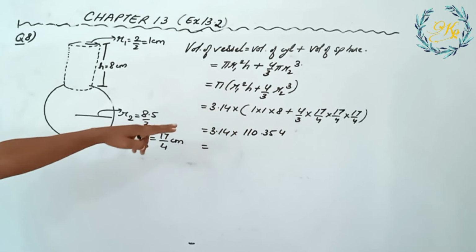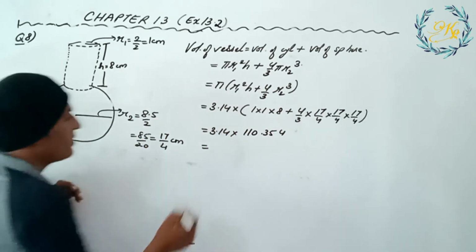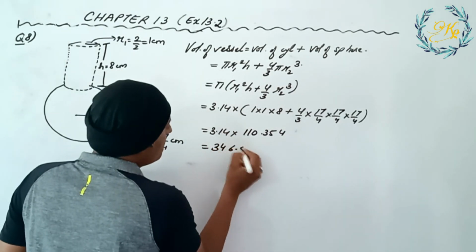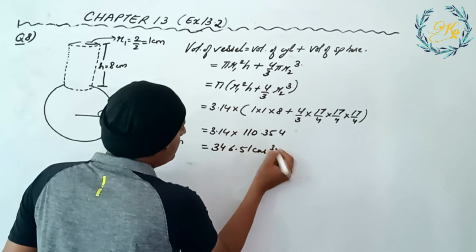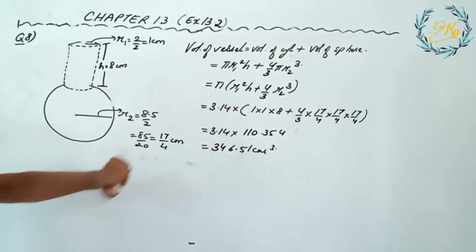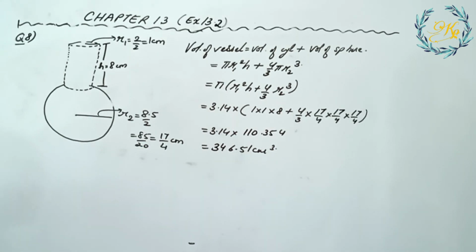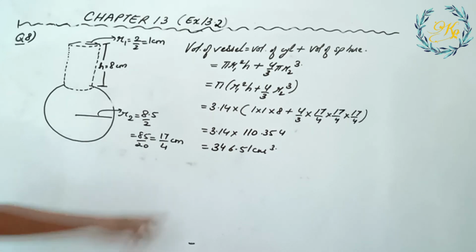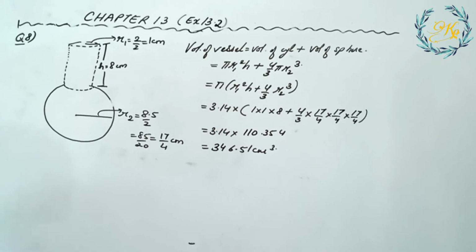Multiplying these two values in the end, you will get the answer as 346.51 centimeter cube approximately. So in the last line you write the statement. The child had got the value of 345. Okay, and we acquire the value of 346.51. So we'll write it as: the child is not correct as per the observation because the actual volume is 346.51 centimeter cube. This marks the end of the exercise.